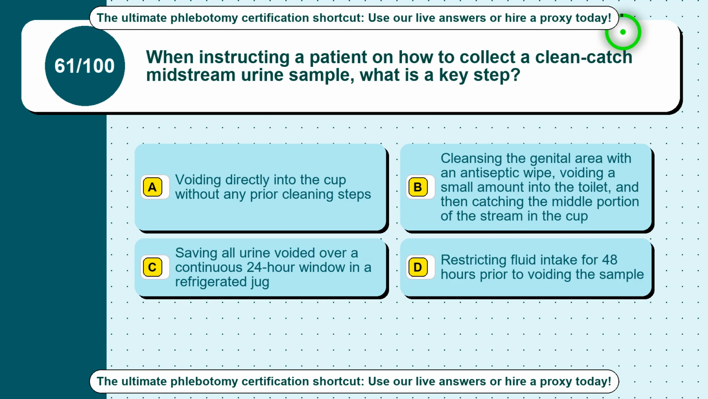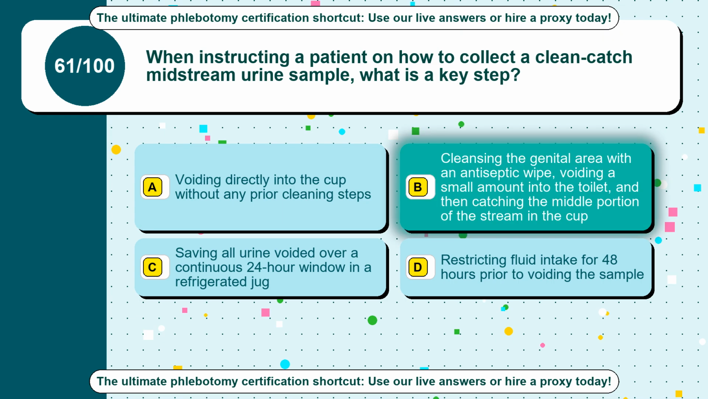Question 61. When instructing a patient on how to collect a clean catch midstream urine sample, what is a key step? Option A. Urinating directly into the cup without any prior cleaning steps. Option B. Cleansing the genital area with an antiseptic wipe, voiding a small amount into the toilet, and then catching the middle portion of the stream in the cup. Option C. Saving all urine voided over a continuous 24-hour window in a refrigerated jug. Option D. Restricting fluid intake for 48 hours prior to voiding the sample.